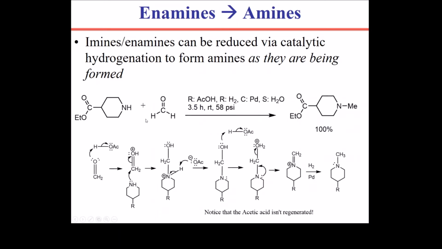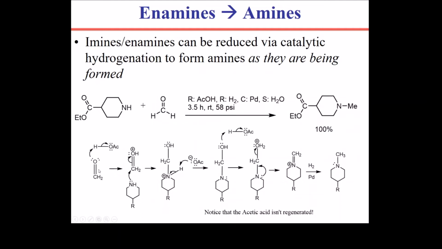Here's another example of this, only this time I have a secondary amine. The secondary amine is going to react with an aldehyde, and we're going to end up catalytically hydrogenating that at the same time that the reaction is occurring. And that will end up producing an amine. So regardless of whether we go through the imine or the enamine intermediate, catalytic hydrogenation will take it all the way through to the amine.